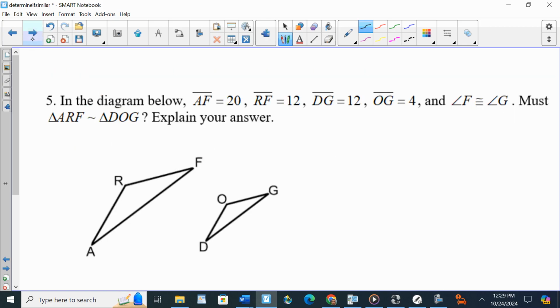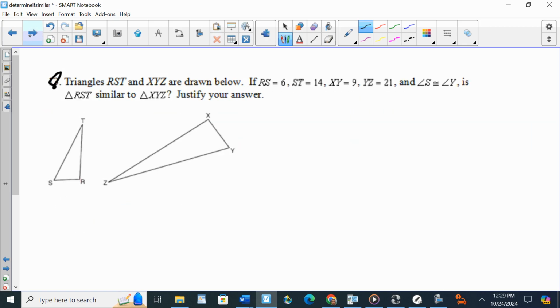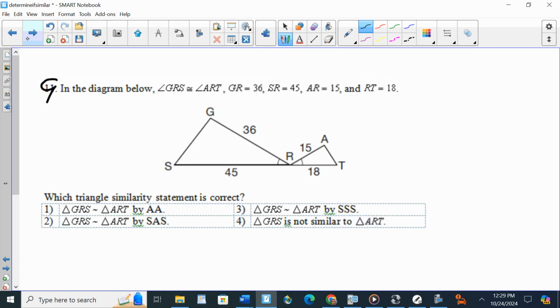What other types of questions may you see based on this? Like number 9. So based on the information that they're giving you, the only possible method it could be is SAS, since I have two pairs of sides and the angles between them marked. So I know it can't be choice 3 SSS and it can't be choice 1 AA. So I need to know if the sides are in proportion.